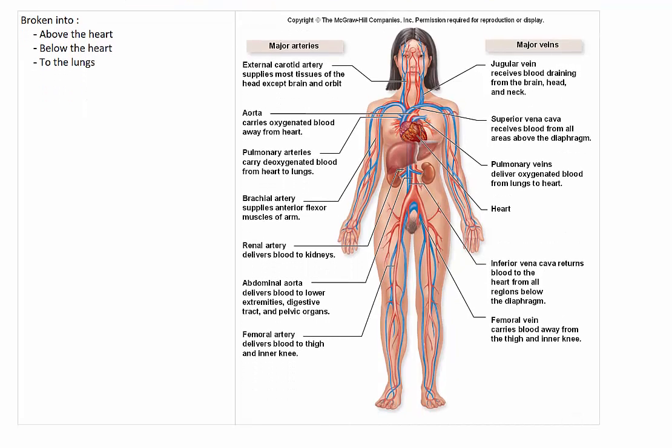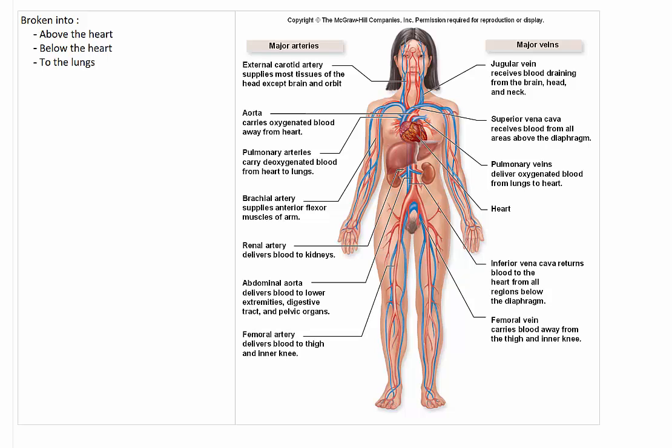This diagram shows the major veins and arteries in the human body, and it's a lot of information to take in. One of the best ways of digesting this information is to look at veins and arteries above the heart, then look at veins and arteries below the heart, and veins and arteries to the lungs. Breaking it up into those smaller categories makes life a little easier.